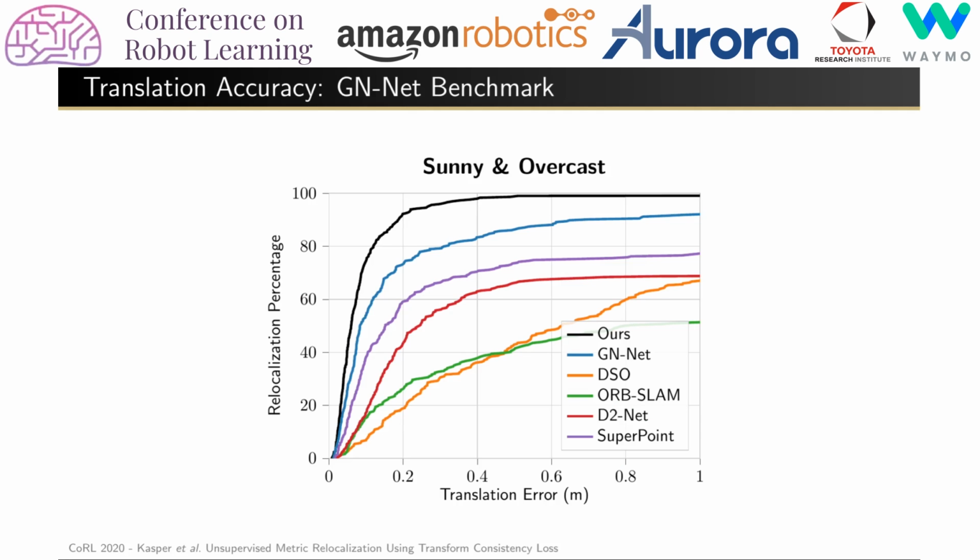We evaluate the accuracy of our method using the GNNet relocalization tracking benchmark. Here we see the cumulative relocalization accuracy on the sunny overcast test dataset. This plot can be interpreted as the percentage of relocalization attempts, on the vertical axis, that were performed within a given threshold, shown on the horizontal axis. A theoretically perfect system would result in a horizontal line at the top of each plot, indicating that 100% of relocalization attempts were performed with zero error.